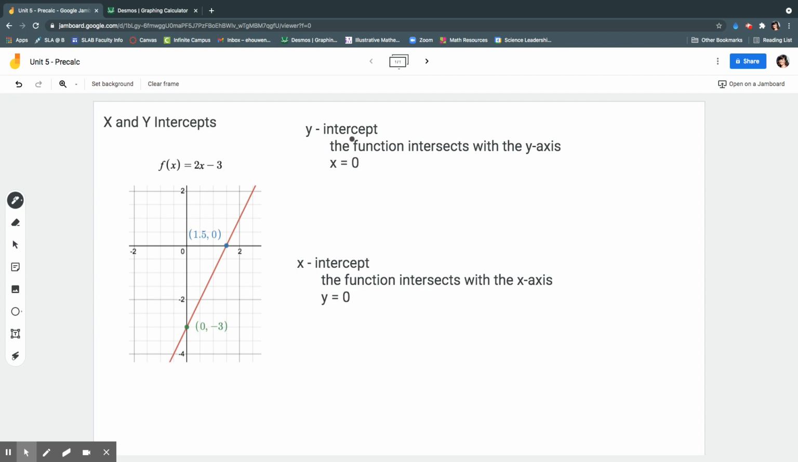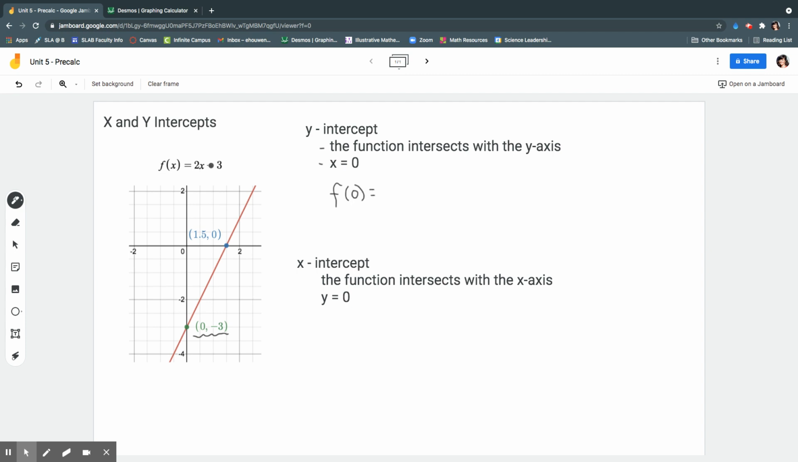So just as a review, the y-intercept is the point where the function intersects with the y-axis. In this case, that'll be the point (0, -3). The y-intercept is generally easy to work with. For every y-intercept ever, it's the value when x equals 0. So to find the y-intercept by looking at an equation of any function ever, you just find f of 0.